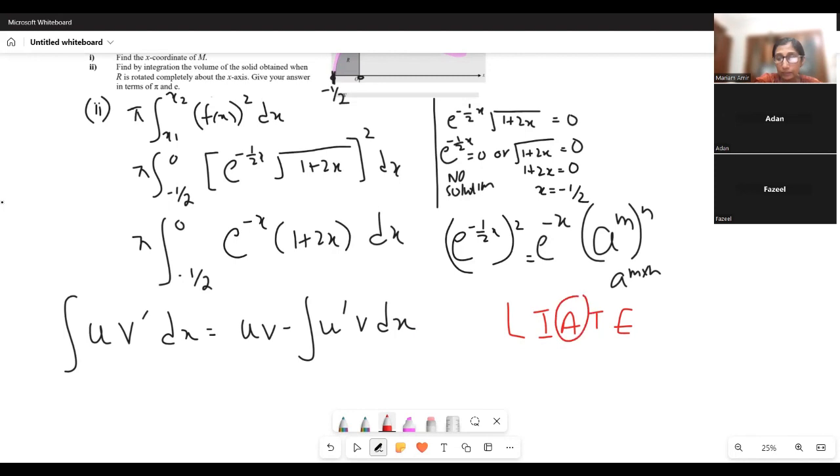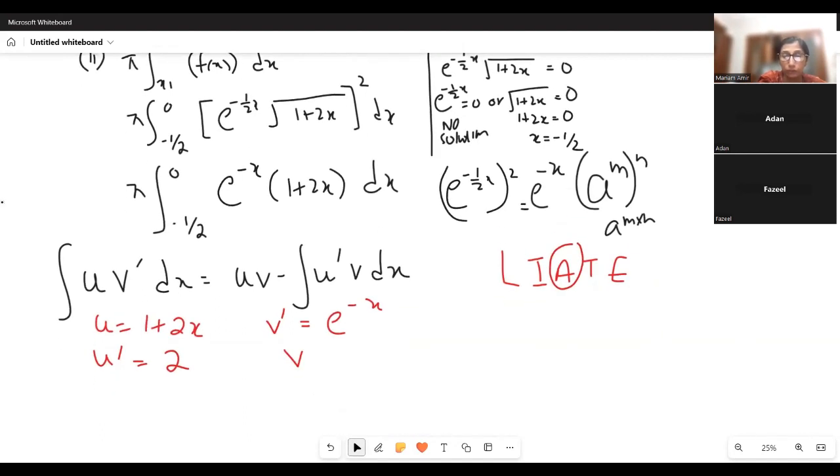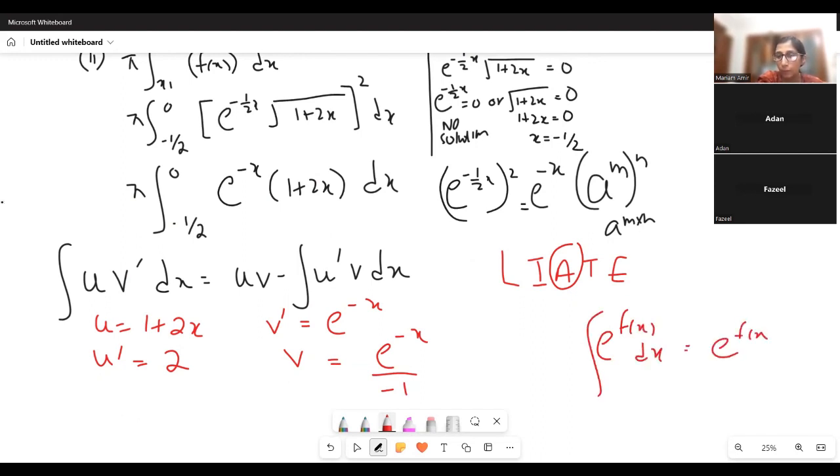So we have A, algebra, so that is going to be our u. u equals 1 plus 2x, and v prime equals e power minus x. From this we find u dash, which is 2, and from v prime we find v by integrating. The integration of e power minus x is e power minus x upon minus 1. The rule is that if you integrate e power f(x), it's going to be e power f(x) upon f prime(x). So that's just minus e power minus x.